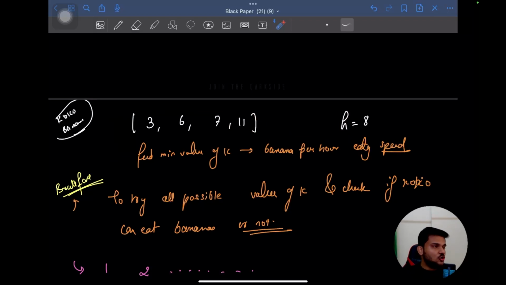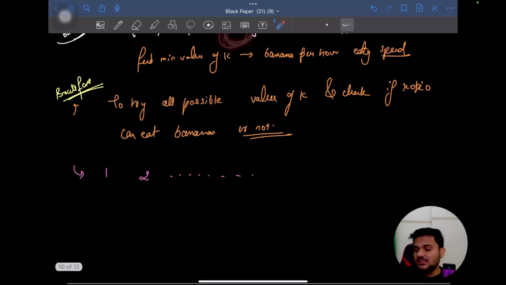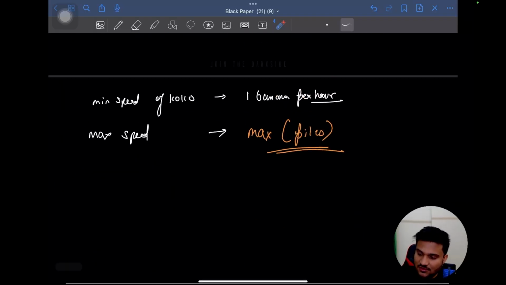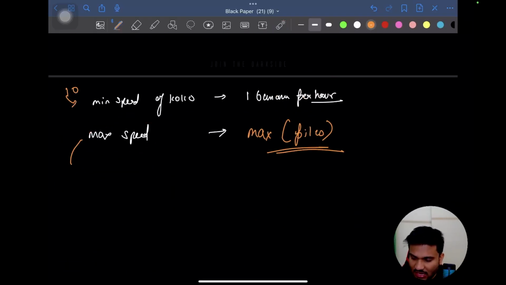What is your goal? Your goal is to finish all the piles. What is the constraint? In 1 hour, doesn't matter what your speed is, you can only consider one pile. So why would you want a speed more than the maximum number of bananas in any pile? Because if your speed is 13, it is a waste, because you don't even have 13 bananas in a pile to eat in an hour. So the maximum that you can eat is max of pile. I believe that will be your maximum value. This can be your low value, this can be your high value. And based on this, you can bring up your solution.